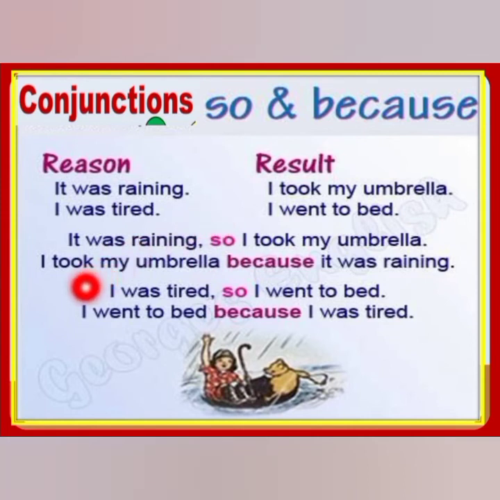Let's look at another example. I was tired. Now first thing, what happened? That you were tired. So what did you do? So I went to bed. This is the result of it. But if somebody is asking you the reason, why did you go to bed? Then you will say, I went to bed because I was tired. Here you are giving the reason and you are using the conjunction because. And here you are talking about the result, so you have used the conjunction so. I hope now this must be very much clear to you where you have to use so and where you have to use because.